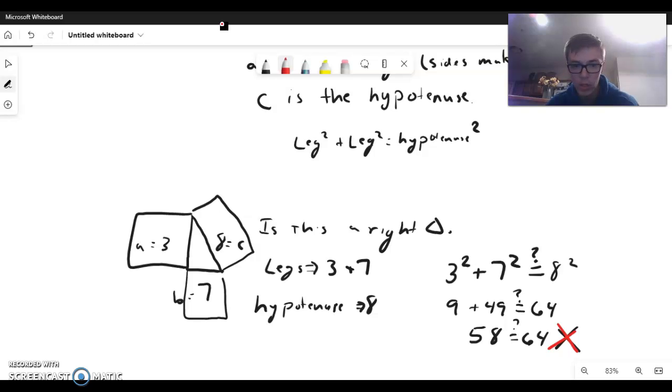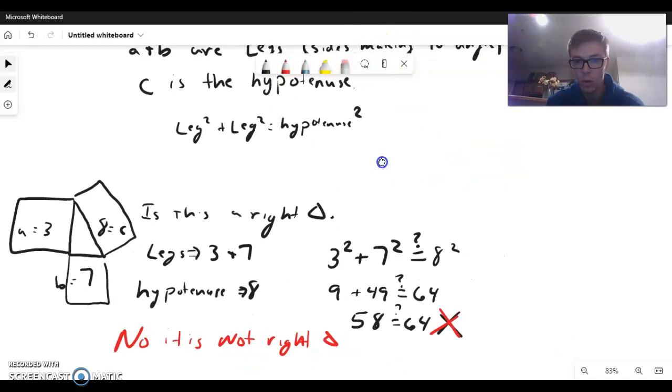Okay? So is this one a right triangle? I would say no. It is not a right triangle. And the reason why is because the Pythagorean theorem does not work. And we know the Pythagorean theorem will always work if it's a right triangle. If the Pythagorean theorem does not work, it's not a right triangle. That means it's either obtuse or acute. We're not going to go into that stuff, we're just going to be figuring out if it's a right triangle. So let's do one more here.